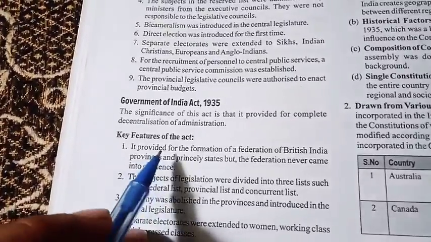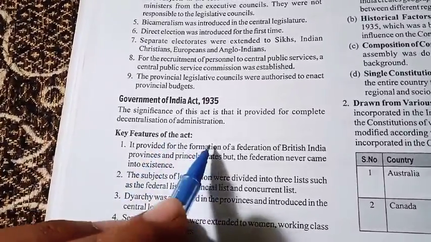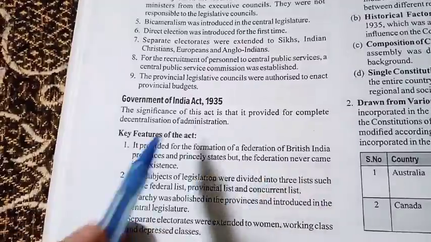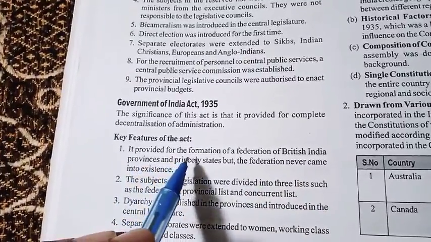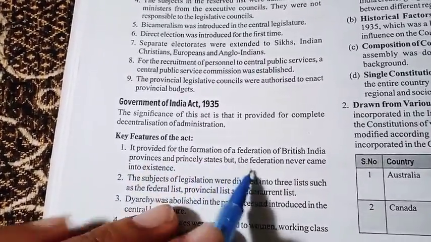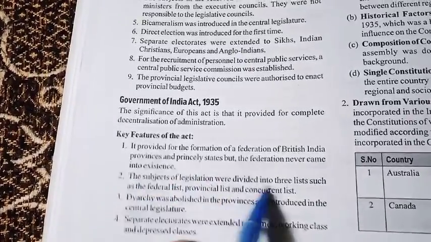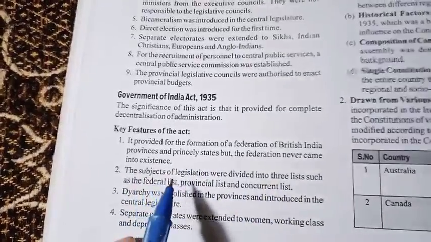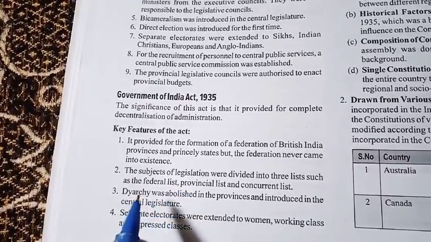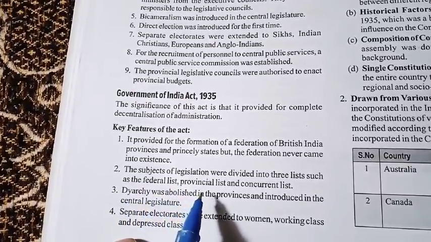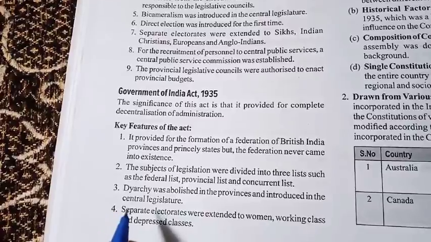It provided for the formation of a Federation of British India provinces and princely states, but the federation never came into existence. The subjects of legislation were divided into three lists: the federal list, the provincial list, and the concurrent list. Diarchy was abolished in the provinces and introduced in the central legislature.